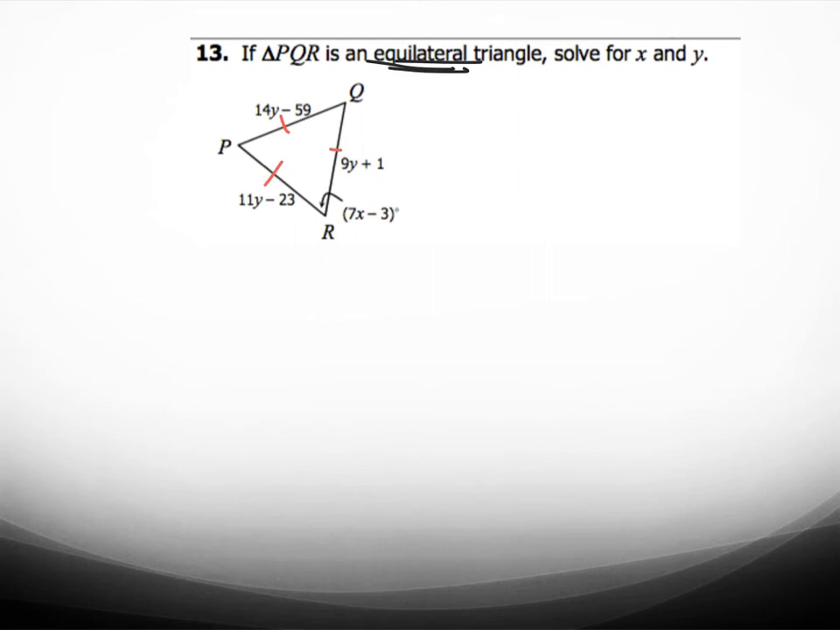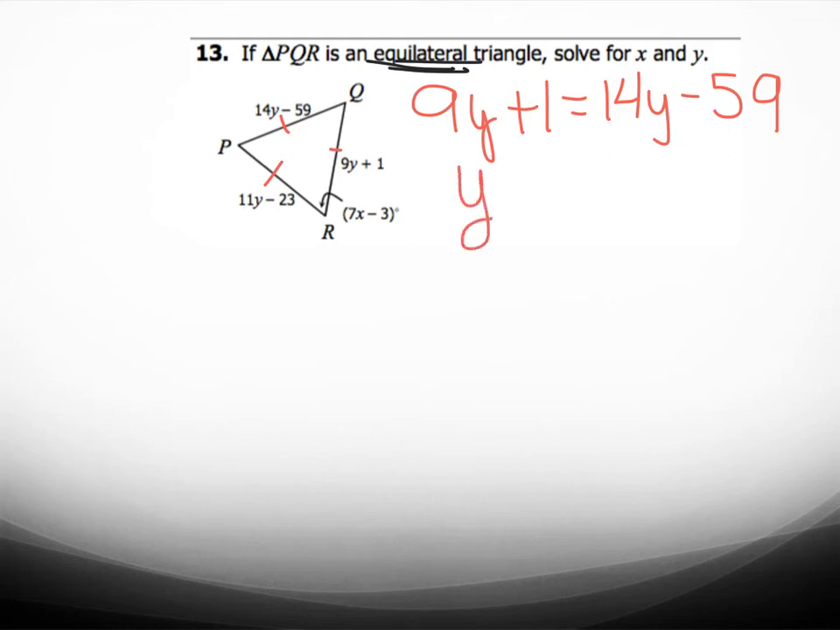So all I need to do is take two sides. Does it matter which two? No, because they're all the same. So I'm going to take 9y plus 1, and I'm going to set it equal to 14y minus 59. Okay. So once I do that and I solve for y, I find out that y is equal to 12.